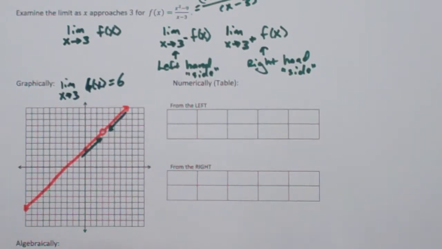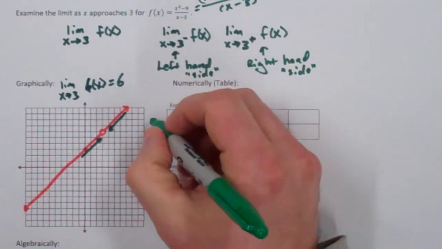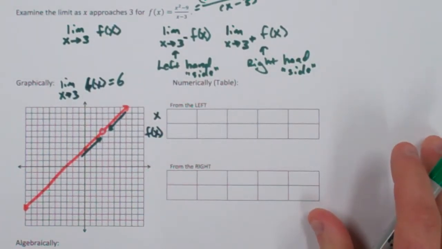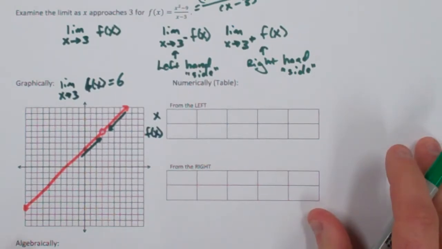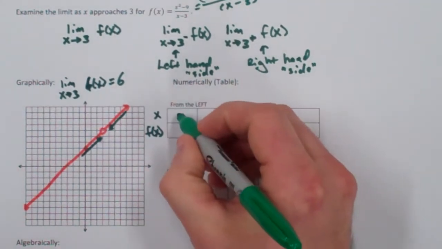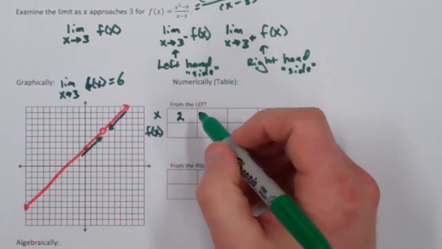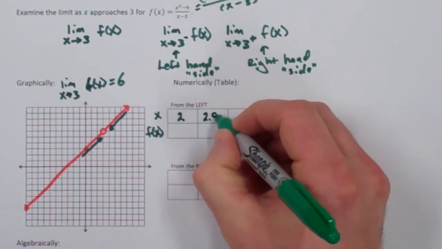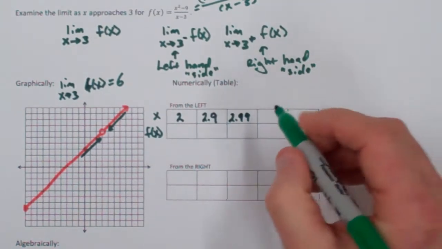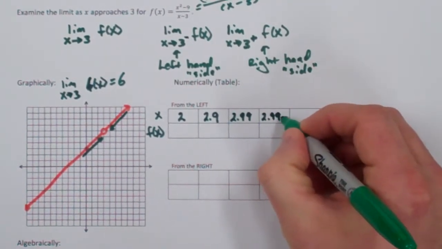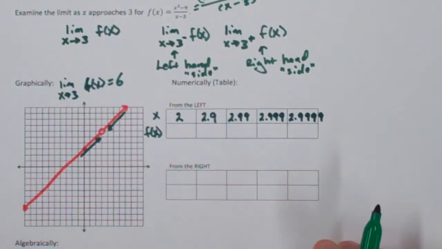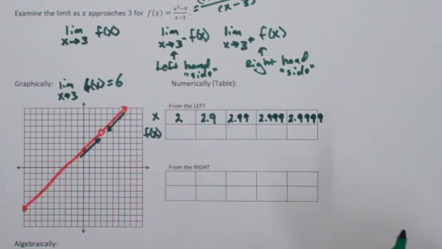So let's take a look at a table here, and for the table we're going to go from the left first. We're going to pick some good values of x and see what happens to f of x. In this case, we're going to get a little bit more precise. We're going to get a little closer. So if we start with an x value that's somewhere left of 3, maybe that's 2, and then if we get a little closer, maybe that's 2.9, and a little bit closer, 2.99. Again, we don't want to get right to 3. We just want to get close to 3. So we got 2.9999 there. And we're going to use our calculator to help us out.